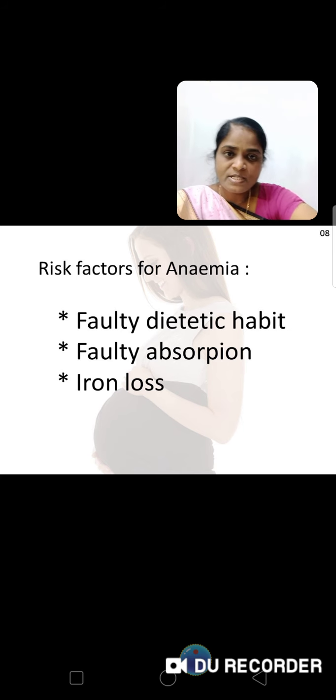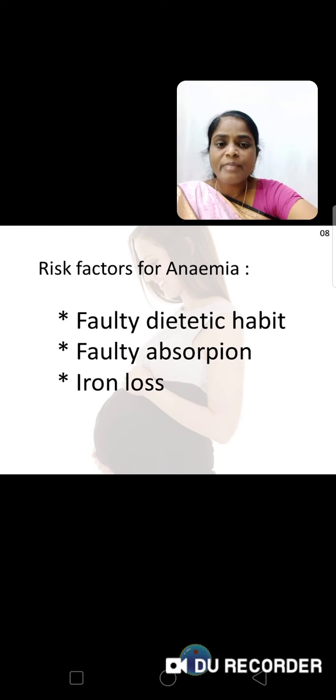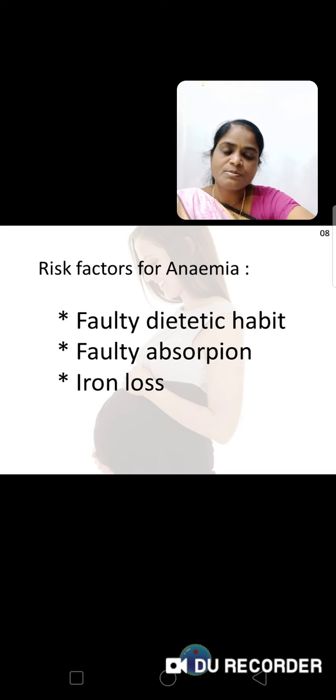And faulty absorption, as I told. In metabolism, the absorption happens in the intestine, and if any absorption is affected, with insoluble iron, this may lead to faulty absorption of the iron and the blood in the intestines. So that may lead to anemia in pregnancy.